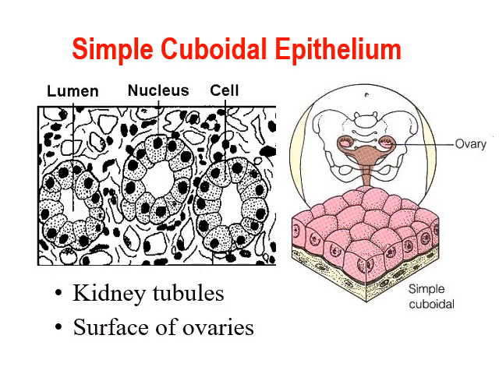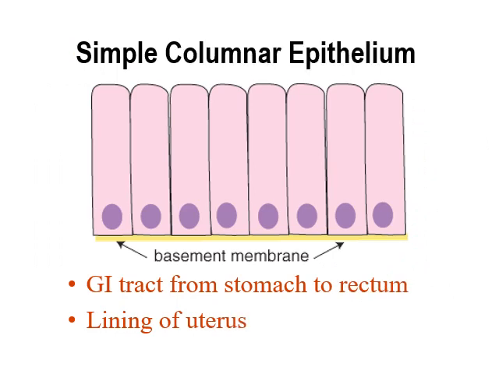A simple cuboidal epithelium is a single layer of cube-shaped cells. The tubules inside the kidneys are lined with this kind of epithelium. The lumen of the tubule is the free surface. The ovaries of the female are also lined with a simple cuboidal epithelium. A simple columnar epithelium is composed of a single layer of tall cells. We find this type of epithelium on the luminal surface of the digestive tract facing your lunch from the stomach through the rectum.